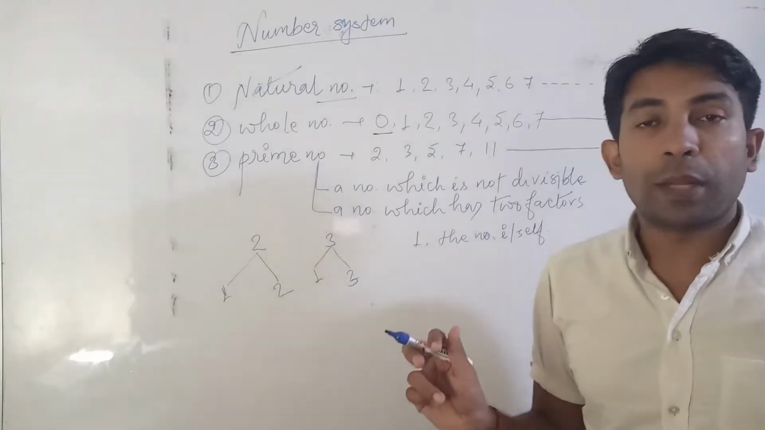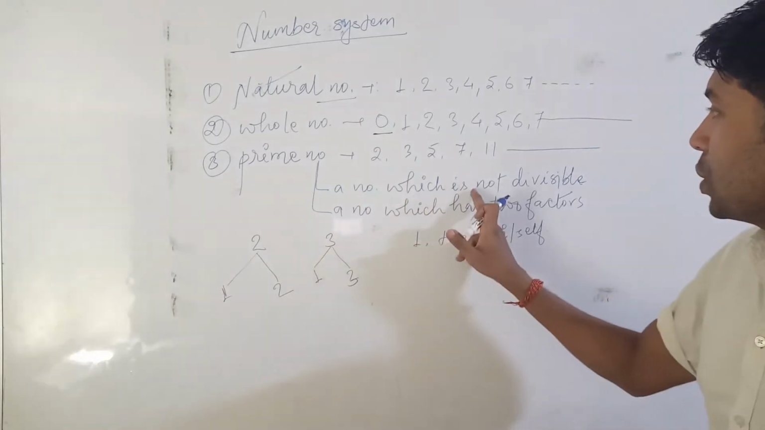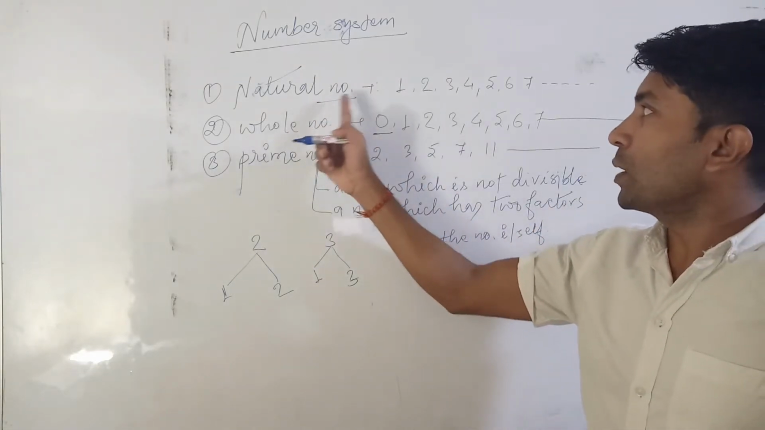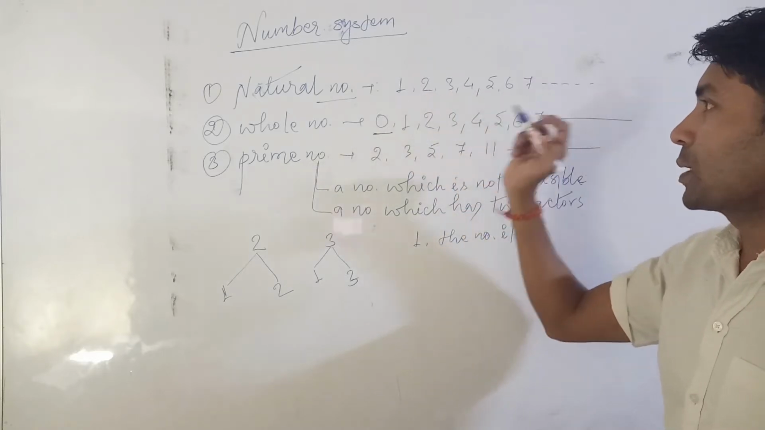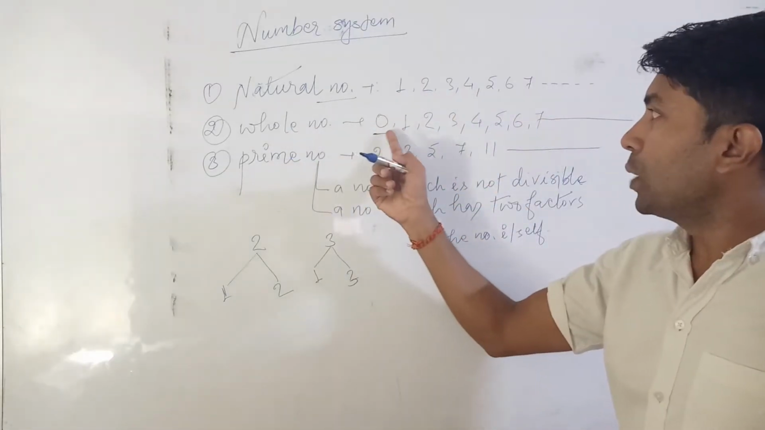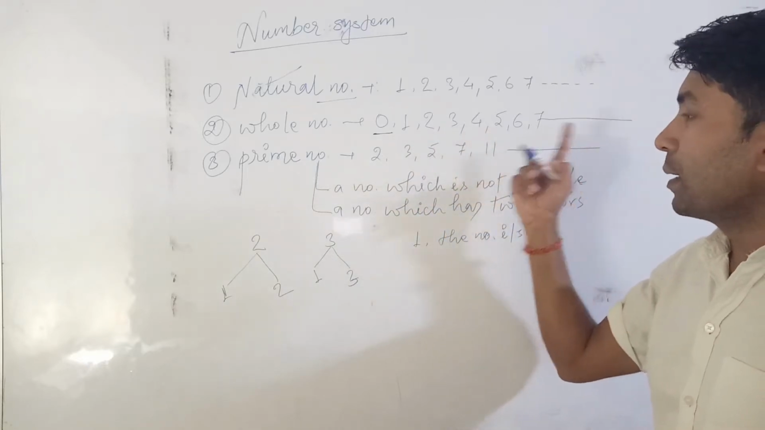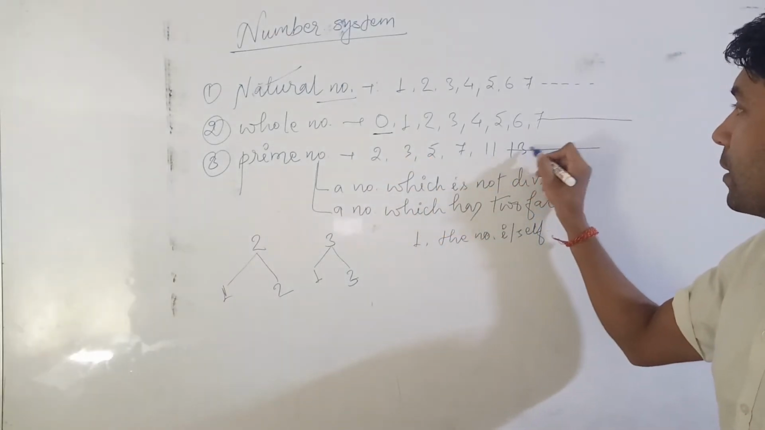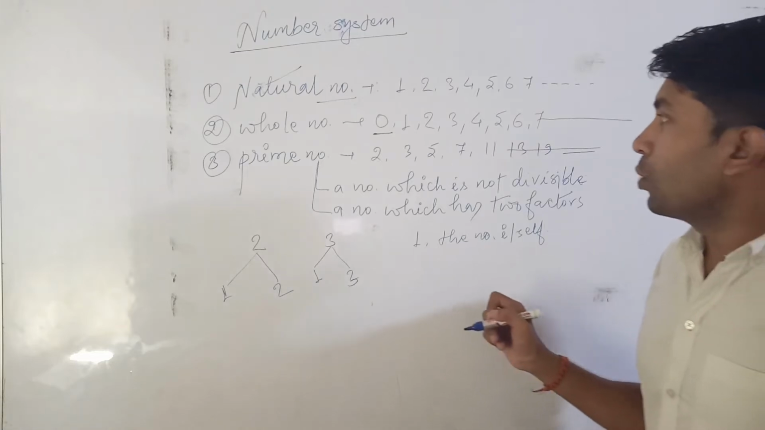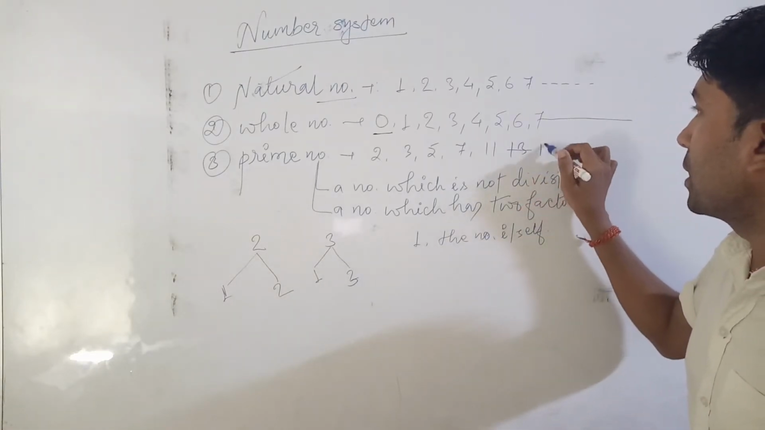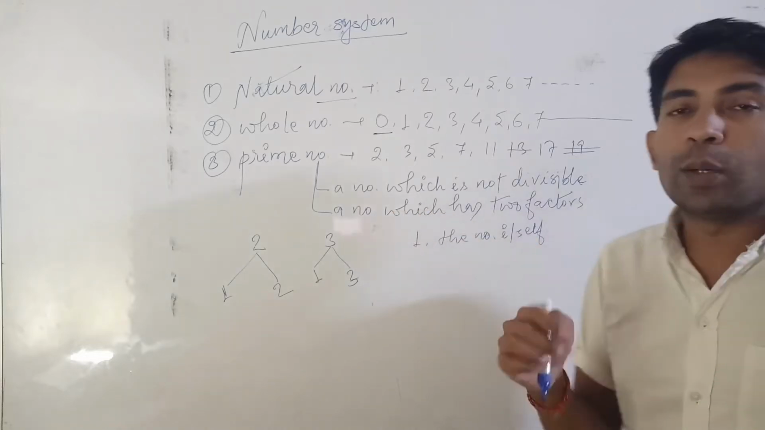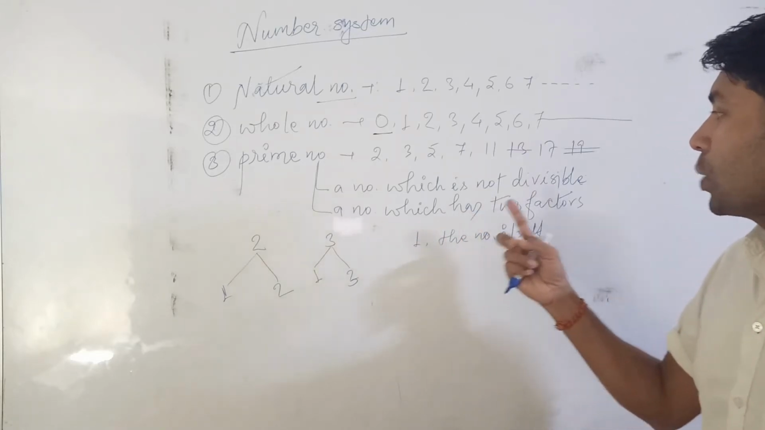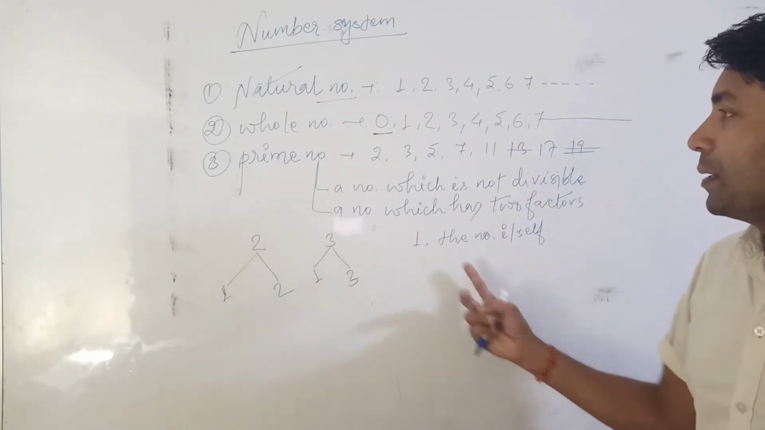Again, a prime number is a number which is not divisible, and a number which has two factors. Again, look at natural numbers: 1, 2, 3, 4, 5, 6, 7, 8. Whole numbers include 0. Prime numbers are 2, 3, 5, 7, 11, then 13, 17, 19, etc. The definition of a prime number is a number which has only two factors, 1 and the number itself.